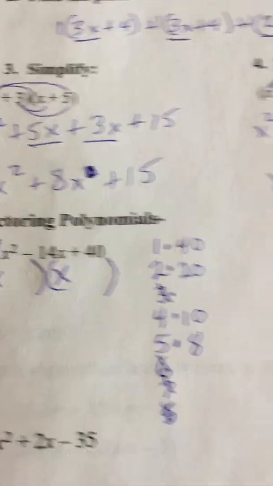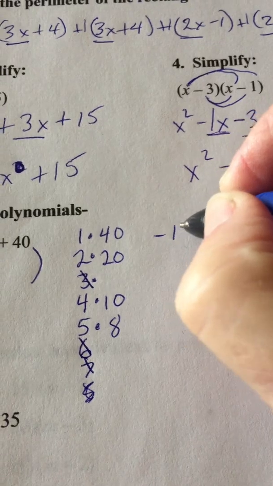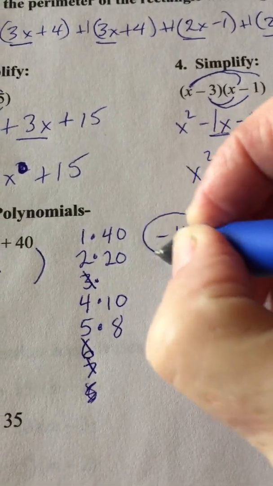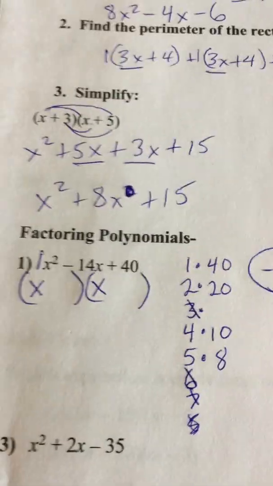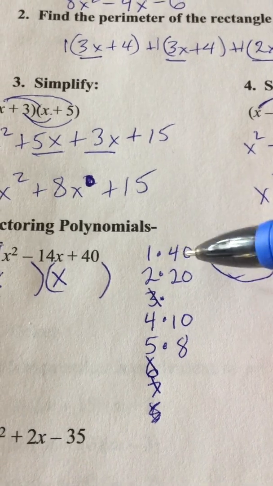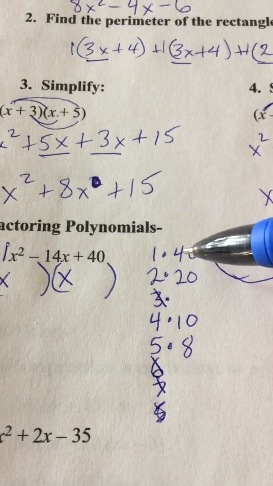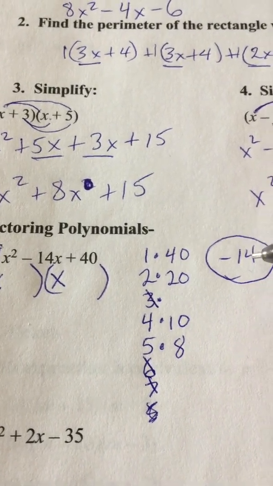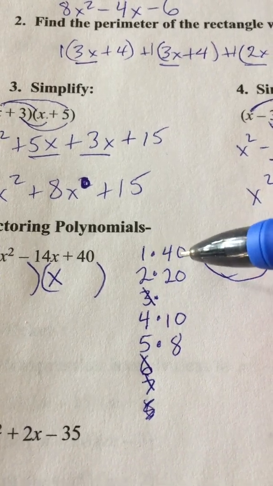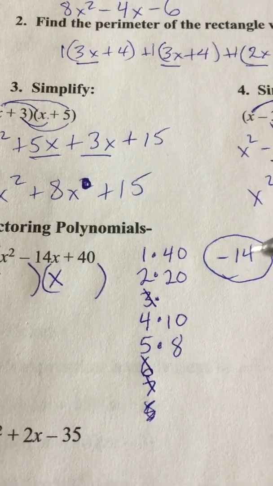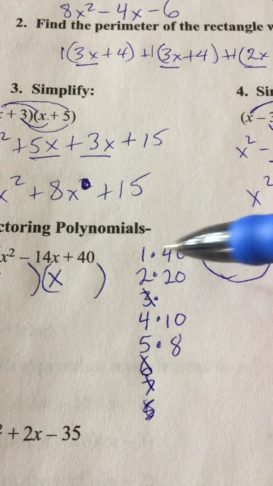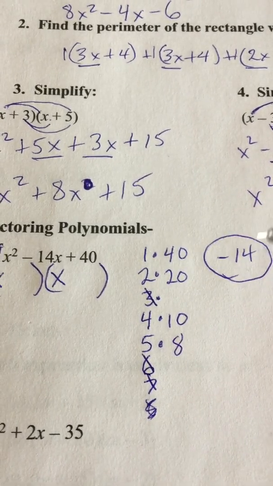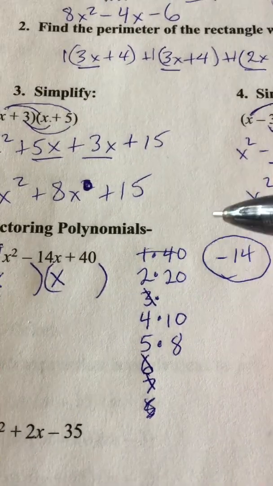This is a 14, so I'm going to write it over here, negative 14. I'm going to put a circle around it, box it, something to let you know that's the number we're looking for. So what I'm going to do now is take these combinations of numbers and add them or subtract them and see if I can get a 14. If I add 1 and 40, I get 41, not my number. If I subtract 1 and 40, 40 minus 1 is 39, not my number. So cross that one off.